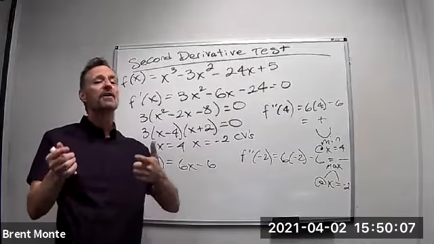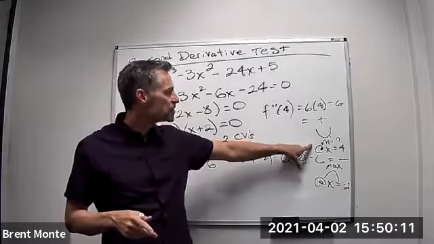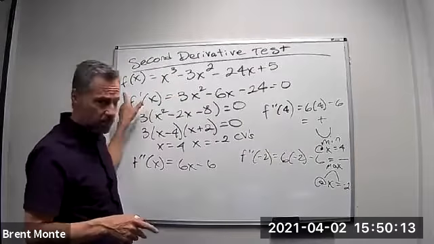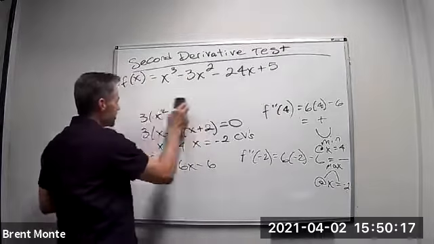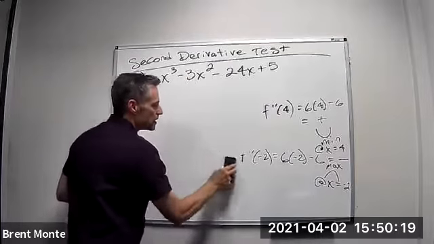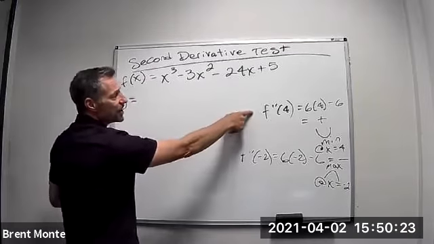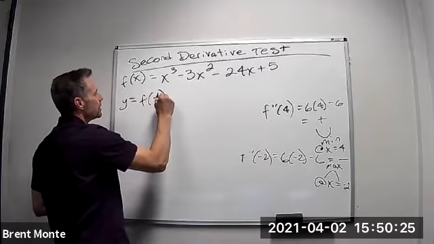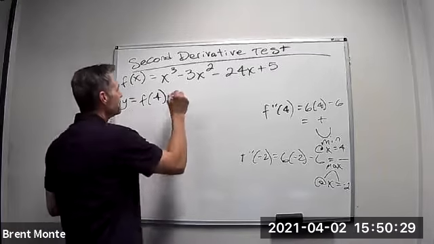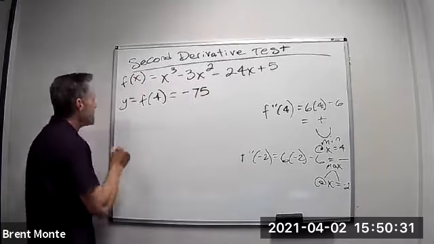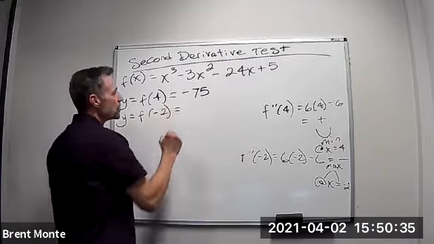And so I found that if I want the y values, if I need the points, I just plug those x values into the original function. So to find those y values, let's just erase this. And we'll say, well, the y value, f of 4, and I've already done this, so I don't have to calculate it now. It's negative 75. And my y value, f of negative 2, is 33.